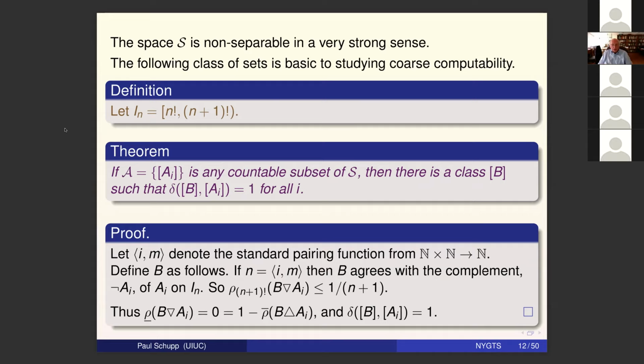Okay, gotcha. B agrees with the complement on infinitely many of these huge intervals. Right, you want to disagree on a non-measure zero set. I get it. Well, a set of positive density or not? Yeah, exactly. We really wanted to agree on a set of density zero.